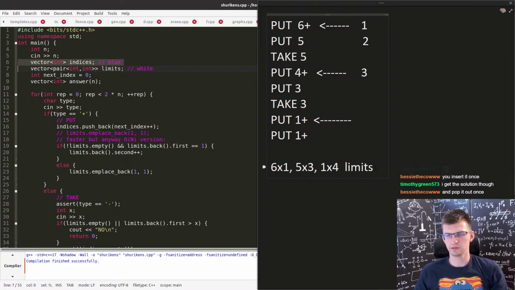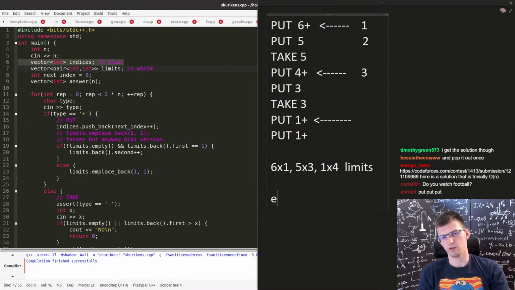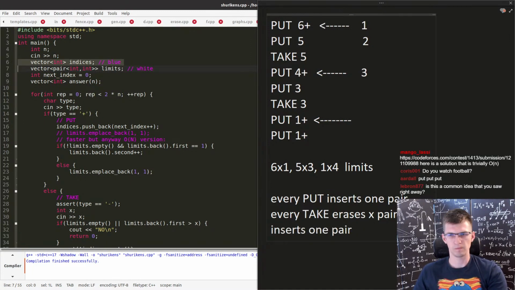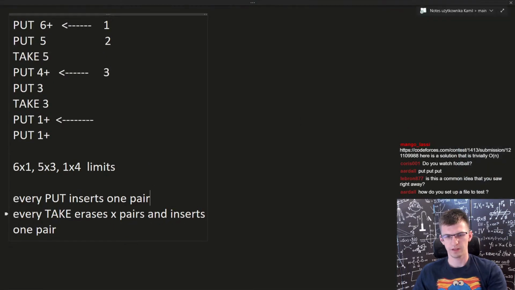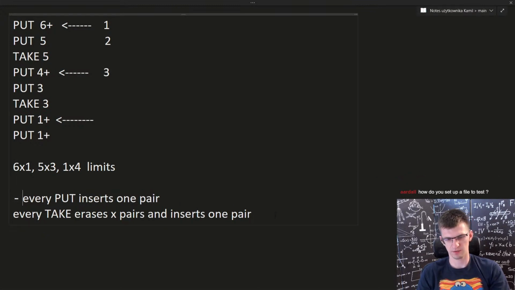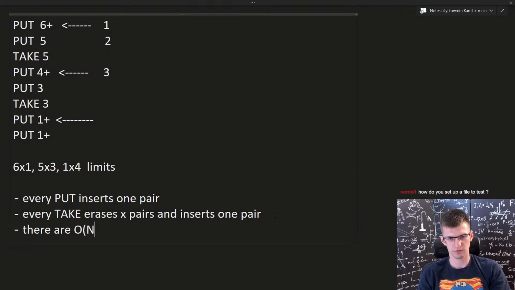Why is it linear? Because the only non-linear part can be this, right? But here you go. Every put inserts one pair. Every take erases X pairs from the suffix and inserts one pair. These two sentences in total say that the total time complexity is linear, because, well, maybe the proof would consist of this, that, and there are linear puts and takes.